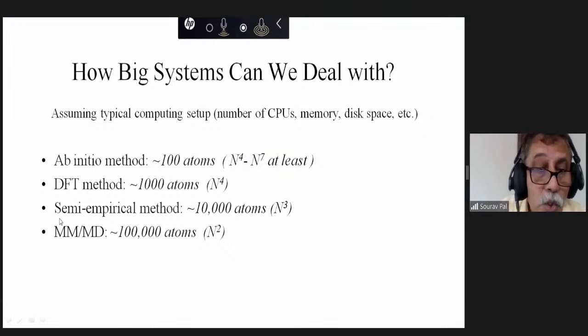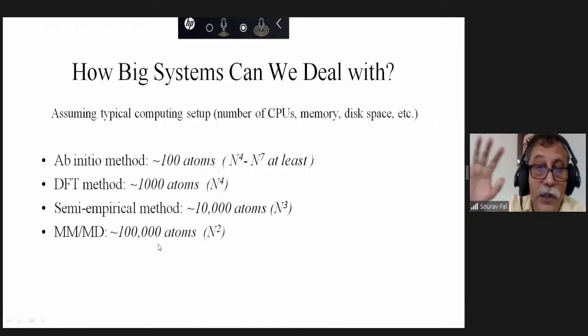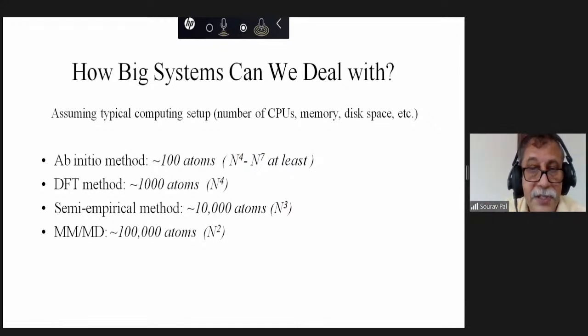So you must choose your methods depending on the system. And that is what I call the horses for the courses approach. That means depending on the horse course, you choose your horse. Depending on the system, you choose your method because you are limited by the computer.